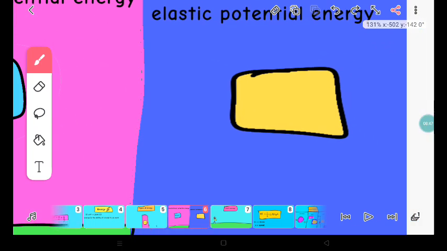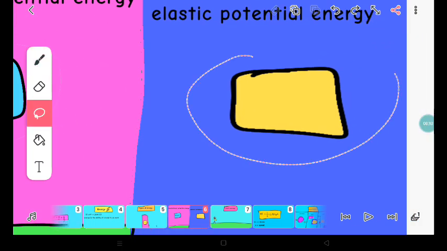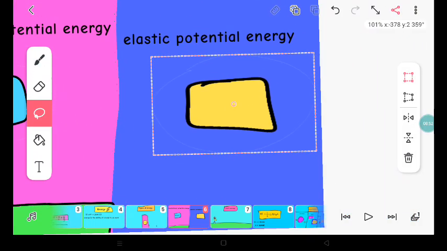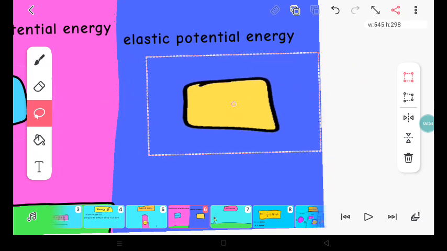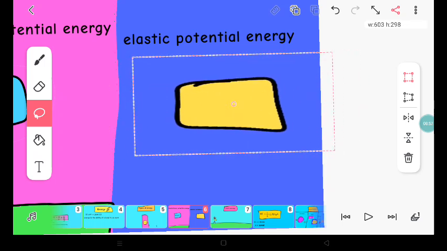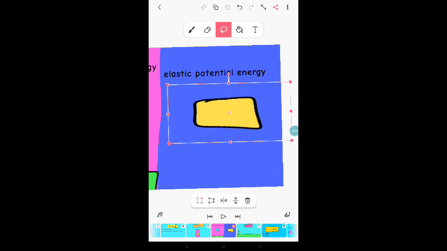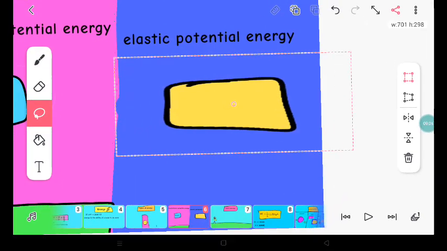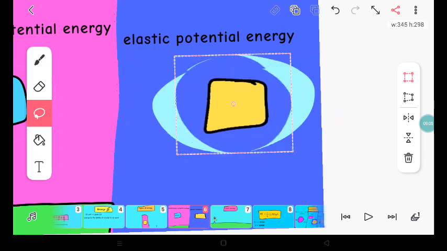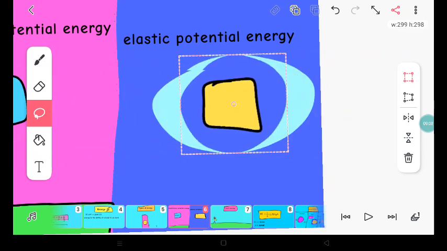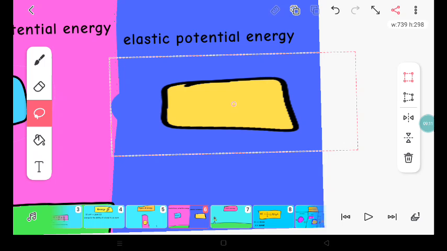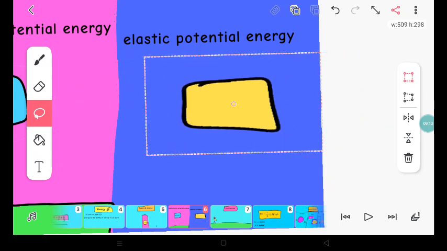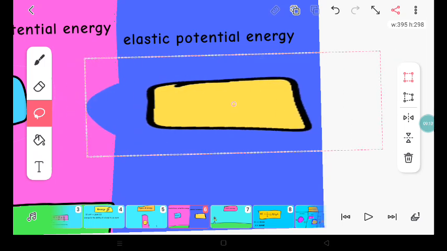Now, elastic potential energy. Elastic means stretching. So guys, this is pretty self-explanatory. Elastic just means stretching something like a rubber band. Like, come on, it's so easy to memorize. Elastic potential energy means the stretching potential energy, the potential energy used when stretching. For example, this yellow rectangle is being stretched. So, yeah, elastic just means stretching.